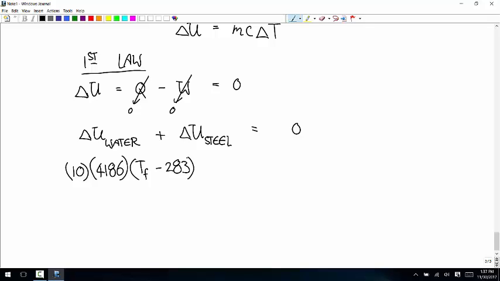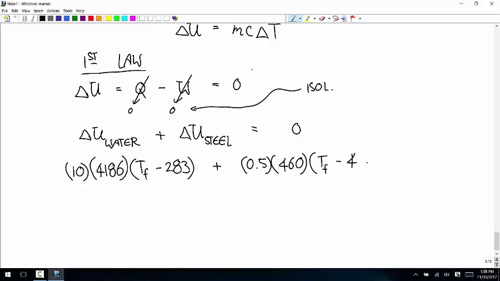It's an isolated system, and an isolated system has no energy transfer. Right? So yeah, this is because it's isolated. And then plus the mass of the steel times its specific heat, 460, times T final minus its starting temperature, which is 400. And those have to be equal to 0.